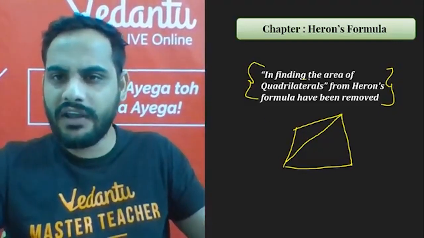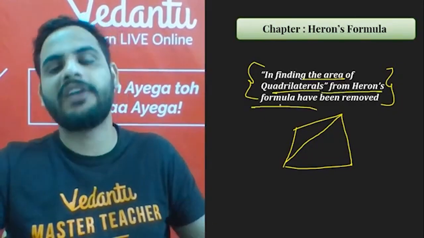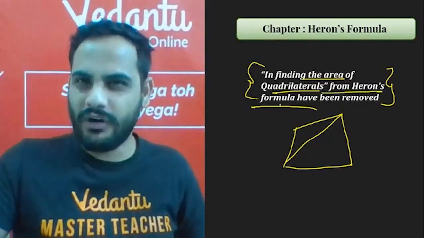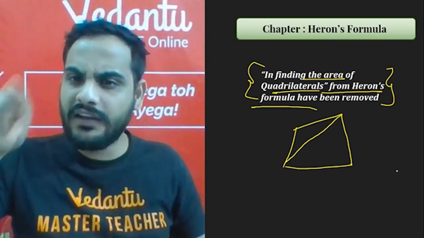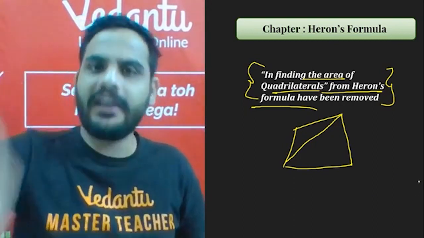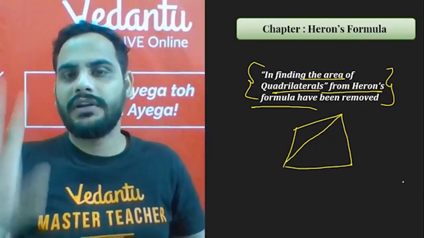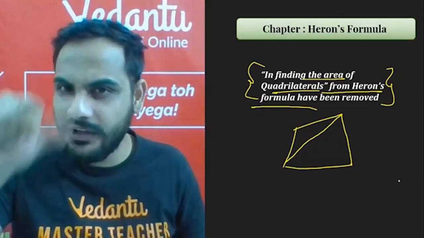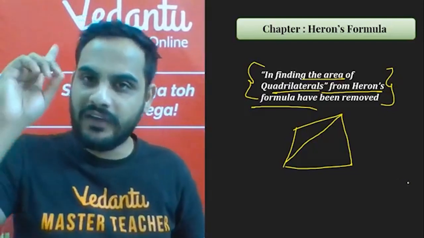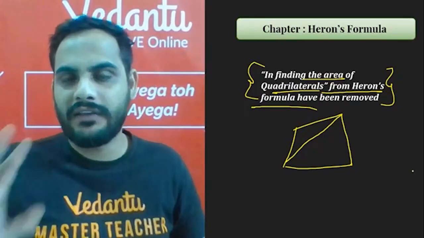Only finding out the area of a quadrilateral using Heron's formula has been removed. Area of trapezium, whatever else is there, that part is still over there. Nothing else. Okay, so remember this thing. Only the part which is given here, only that part has been removed. That means area of trapezium is still there in that part.